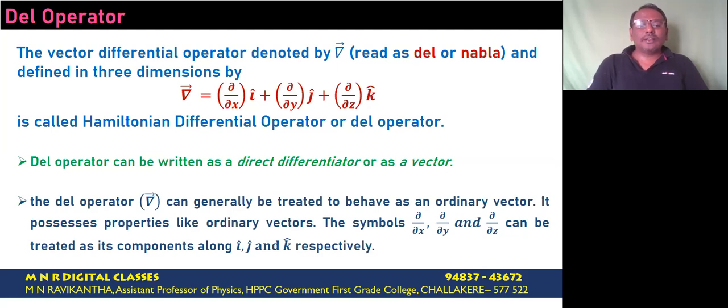A del operator can be treated to behave as an ordinary vector, as already discussed, or it possesses the properties of an ordinary vector. The symbols dou by dou x, dou by dou y, dou by dou z can be treated as the components along i, j and k directions respectively, that is, unit vectors along the x-axis, y-axis and z-axis. We have three components, dou x, dou y, dou z, in the Cartesian coordinate system.